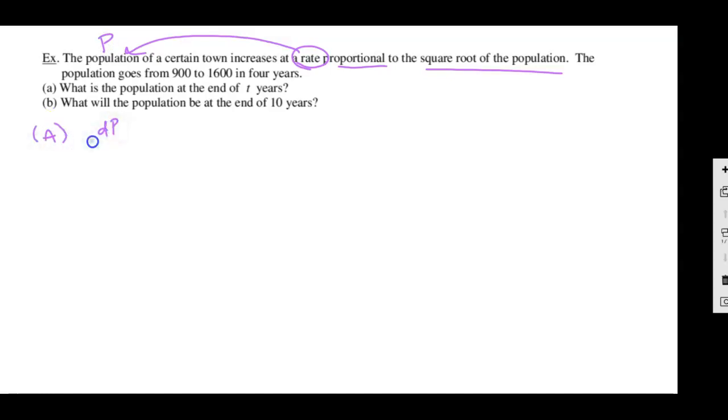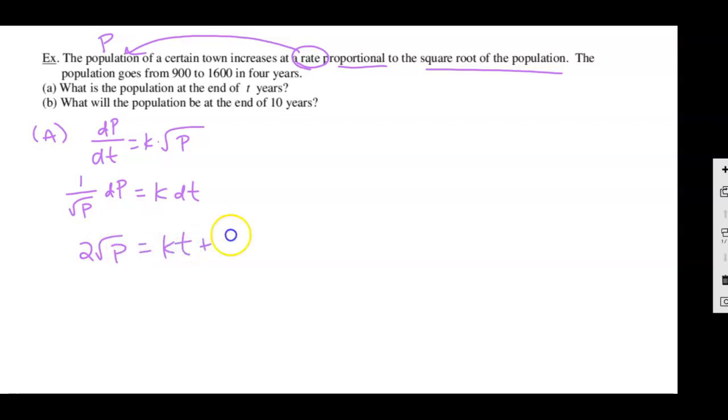So the rate of change of the population is proportional to the square root of the population. So we set up that differential equation. Very good. Separate. So we're going to have 1 over the root of P, dP, equals K dt. Then we can integrate. That's going to be 2 roots of P on the left, and then KT plus C. That's just a power rule, right? That integration on the left, that's just a power rule.